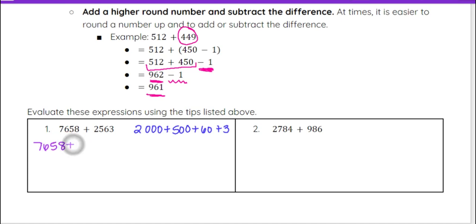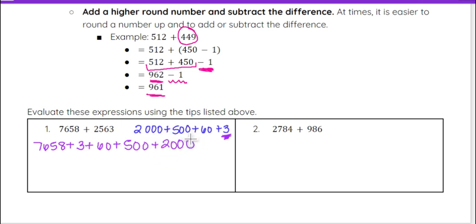7,658 plus, and I'm going to put the ones first. I always suggest to start with the ones. That way, when you're adding and you're combining those values, you're not having to carry, which we'll see in the long addition process next, but you're not having to carry values in your head. So when we start with the ones place, that helps to avoid that. As we continue, we won't have to continuously carry because of where we started. So 7,658 plus 3 plus 60 plus 500 plus 2,000.